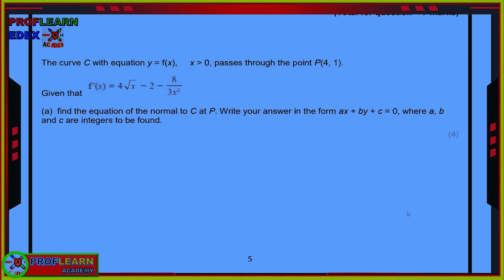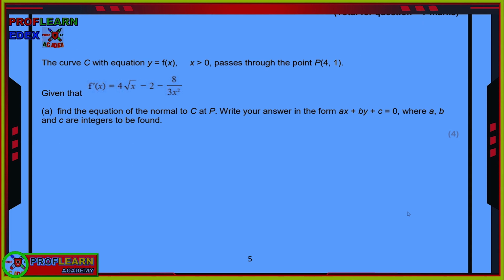Moving to the next question, here we are talking about differentiation, and you need to know how to find a gradient from a function. You need to know how to differentiate, that's what I mean. And then you need to know how to find the equation of the tangent to the curve, and how to find the equation of the normal to the curve.